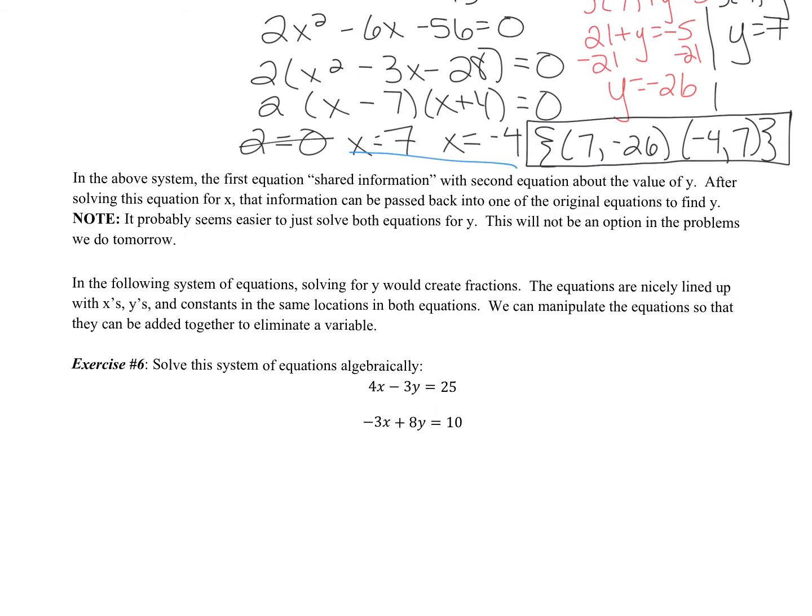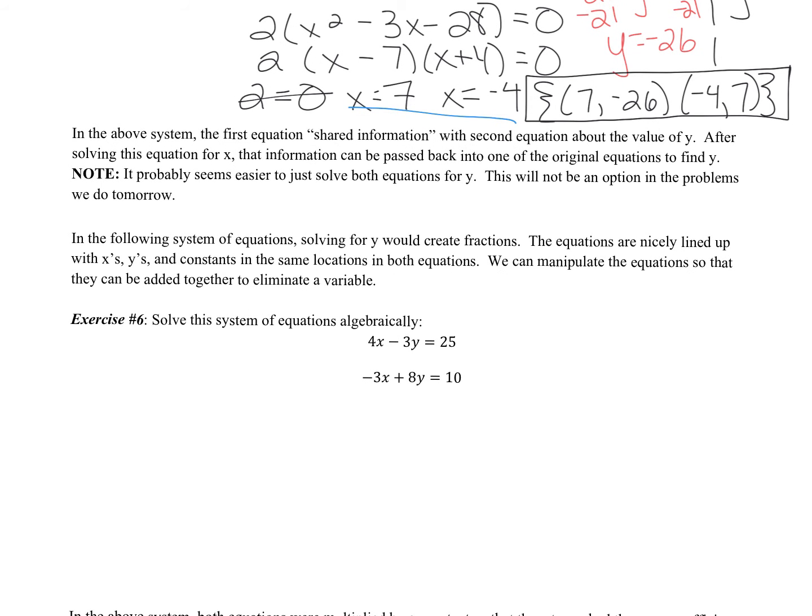So now we have a new system. It says in the following system of equations, solving for y would create fractions. So let's just look at that quickly. So if I tried to solve for y here, first I would subtract 4x. This is also something you don't have to write, you can just watch.